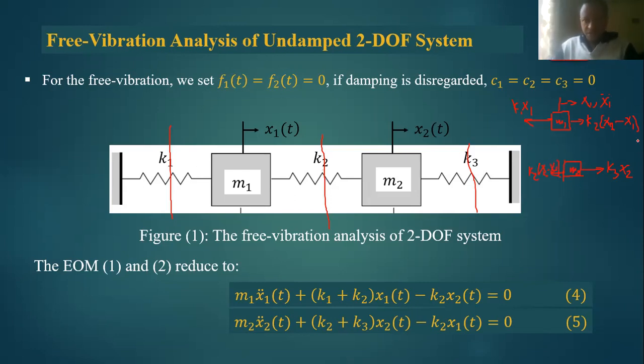So we have two mass systems. Taking the summation of forces along x for mass 1, the summation of force in x equals 0 gives us this equation. Again, for the second mass, similarly, the summation of force in x for mass 2 equals 0 gives us the second equation. So this is the equation of motion for this system.